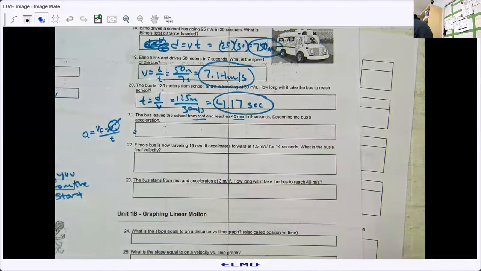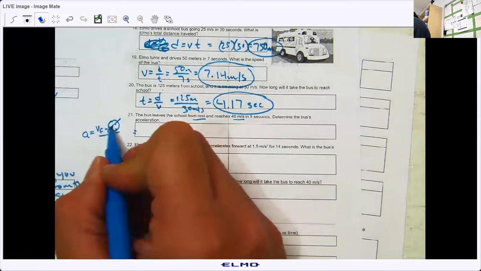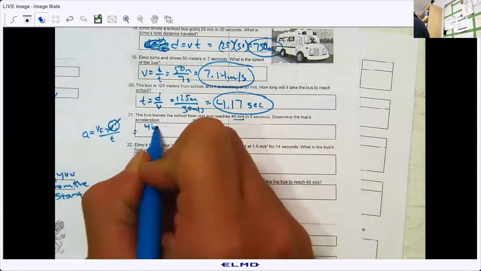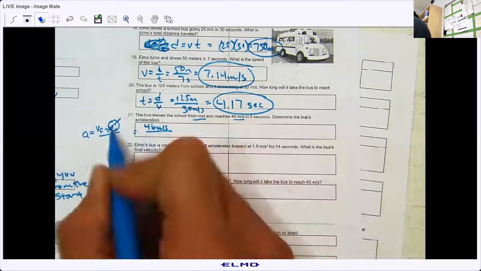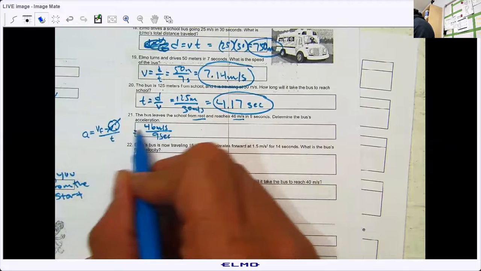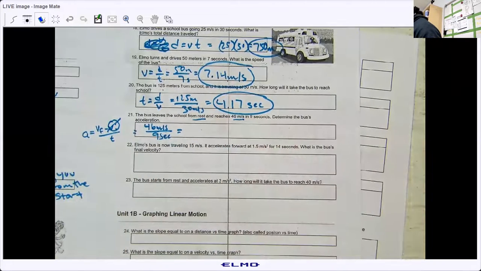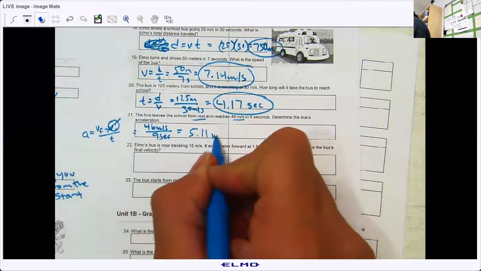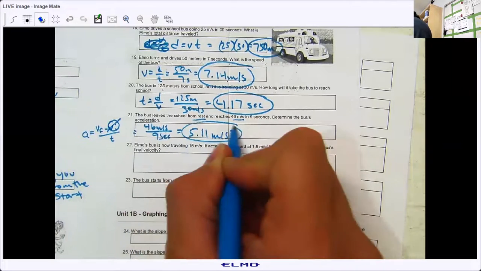Okay. So if this ends up being 0, then what we get is the final velocity, which is 46 meters per second, divided by the time of 9 seconds. We don't have to worry about plugging in initial velocity because it's 0. So it's going to be 46 divided by 9, which is going to give us 5.11 meters per second squared.